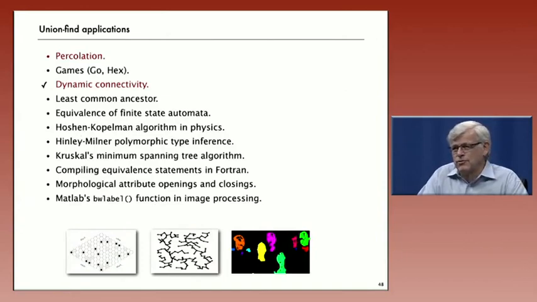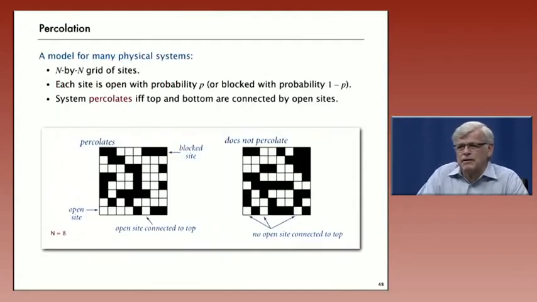We'll see later Kruskal's minimum spanning tree algorithm, which is a graph processing algorithm which uses union find as a subroutine. There's algorithms in physics for understanding physical phenomena that we'll look at an example of, and many others on this list. So the one we're going to talk about now is called percolation. That's a model for many physical systems. I'll give an abstract model and then just talk briefly about how it applies to physical systems.